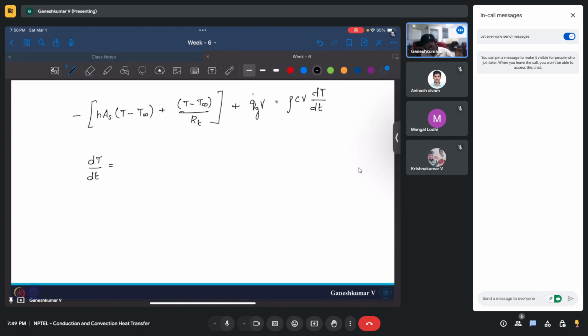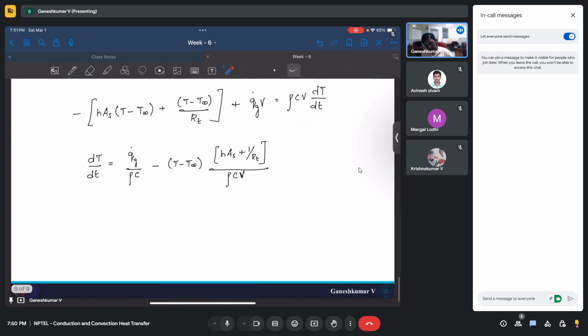So dT by dt is nothing but Q dot G by rho C minus T minus T infinity into, I'm just taking this as a constant, HAS plus 1 by RT, divided by rho CV. So previously you should have noted that it was HAS by rho CV without this resistance. Now since resistance is given, it is going to be simply a combination of two resistances.